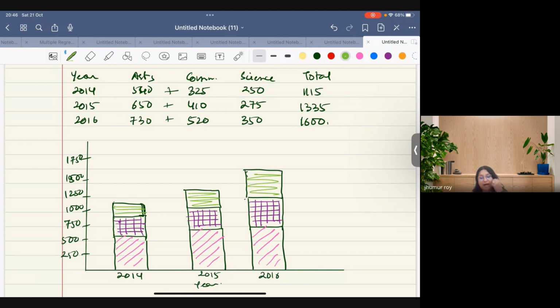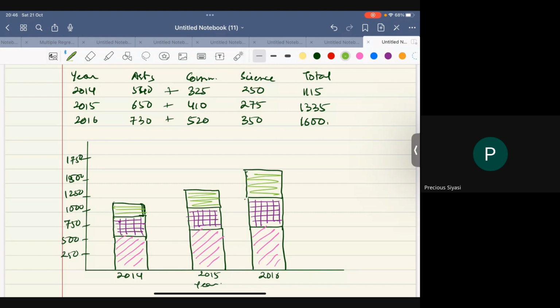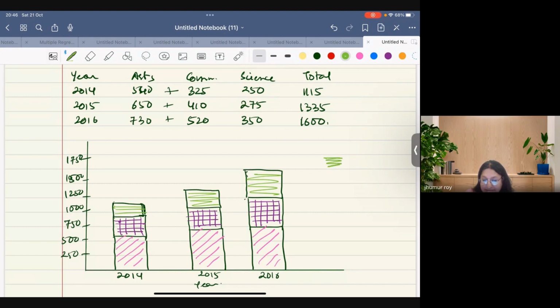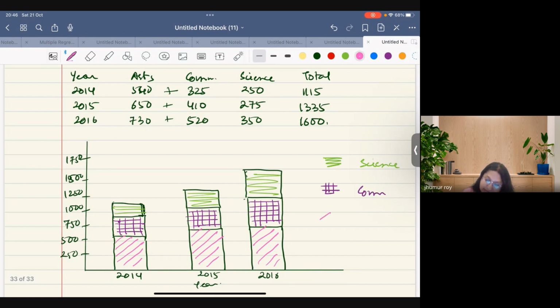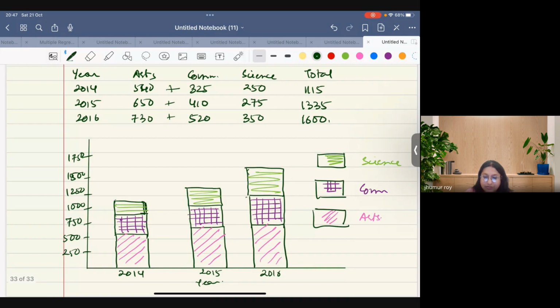So this is a multiple bar diagram. Again, when we draw the 3 things, we can say that the green color like this is representing science students. When we are talking about these lines, we are talking about commerce students. And when we are talking about these kind of lines, we are talking about the arts students. So this is what I have made for the 3 years. So this becomes my index. Is it clear to everybody?